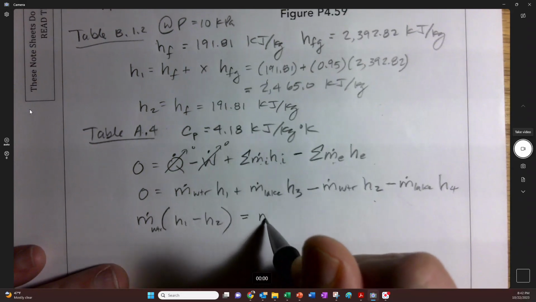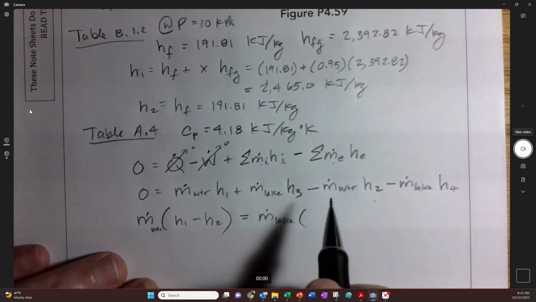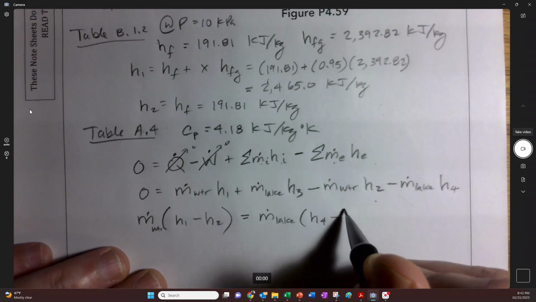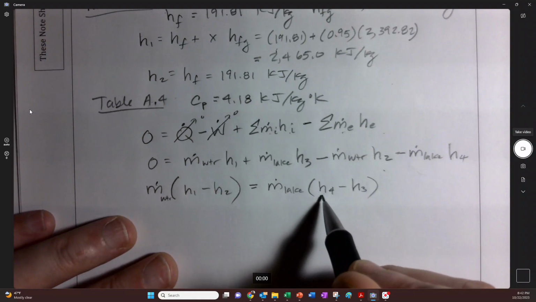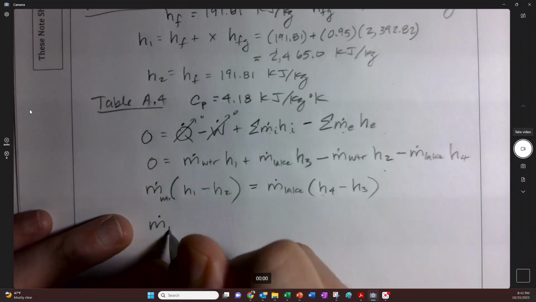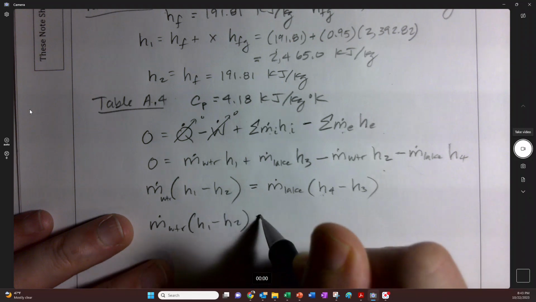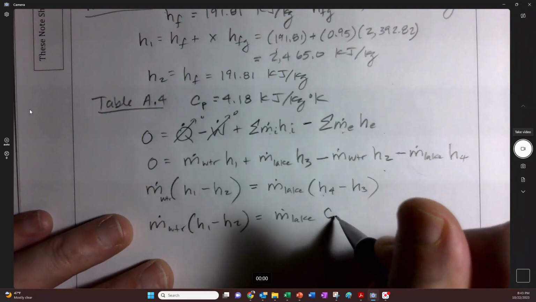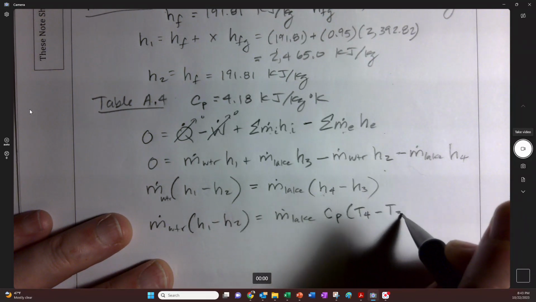equal to m dot lake. Gotta be careful here because I want to keep my signs correct. I think it's going to be h4 minus h3. But I have an option here. I could also go m dot water. I guess I could start entering in numbers right now. But m dot lake is what we really want to get. We can go cp and then T4 minus T3.